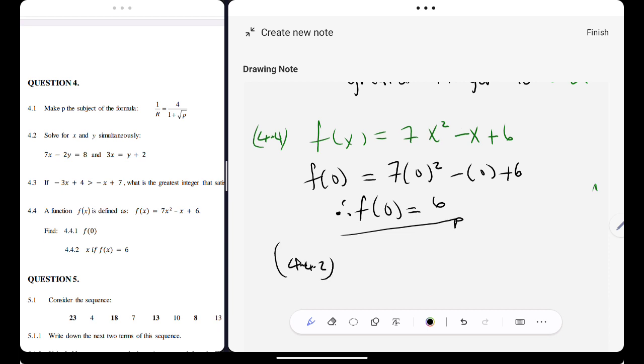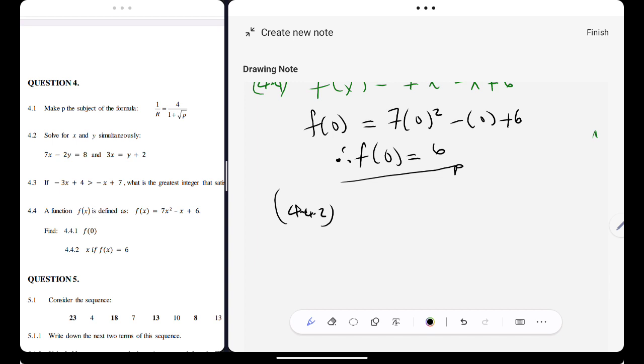4.4.2, I need to solve x when f of x is equal to 6. That means I should say 7x squared minus x plus 6 is equal to 6. So I just need to solve x here. That means I'll have 7x squared minus x plus 6 minus 6 is equal to 0.